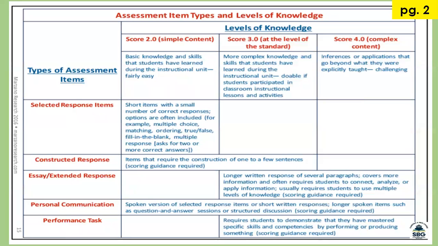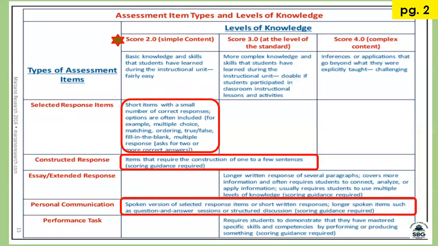When writing assessment items for a proficiency scale, one must take into consideration the type of common assessment items that are the best fit for the different learning progressions. If you look at the table, Score 2 content and skills, which are the fairly easy concepts to learn, are best assessed using multiple choice, true and false, matching, fill in the blank, and question and answer type assessment items.